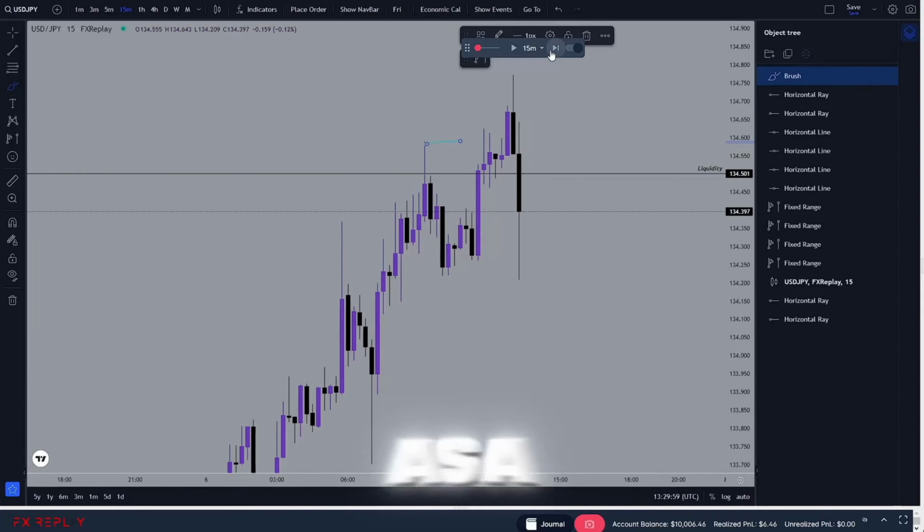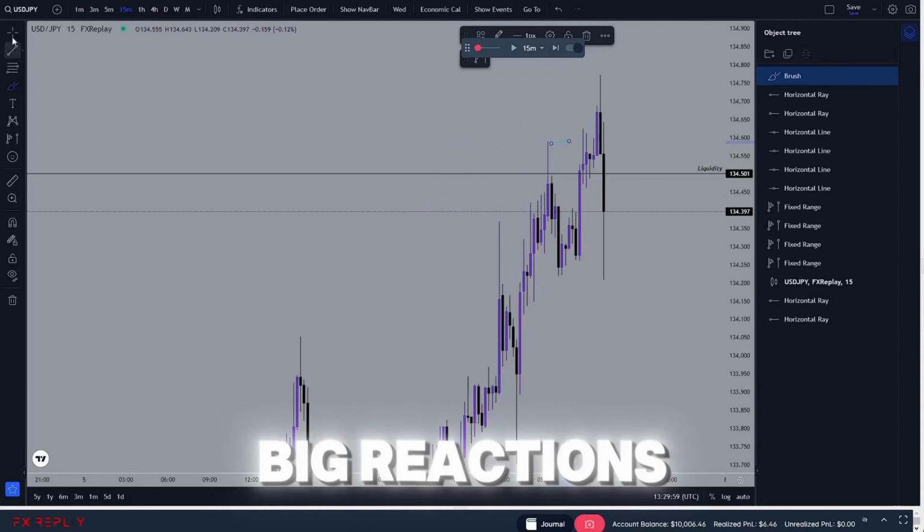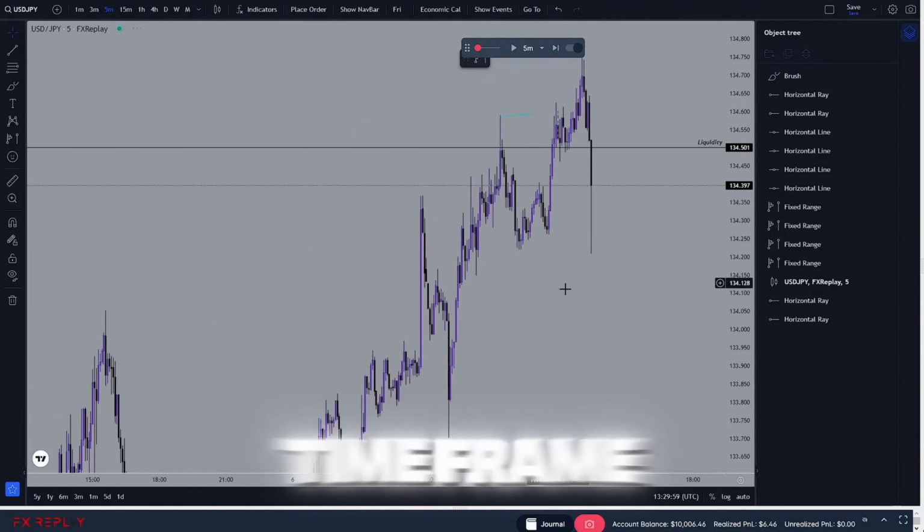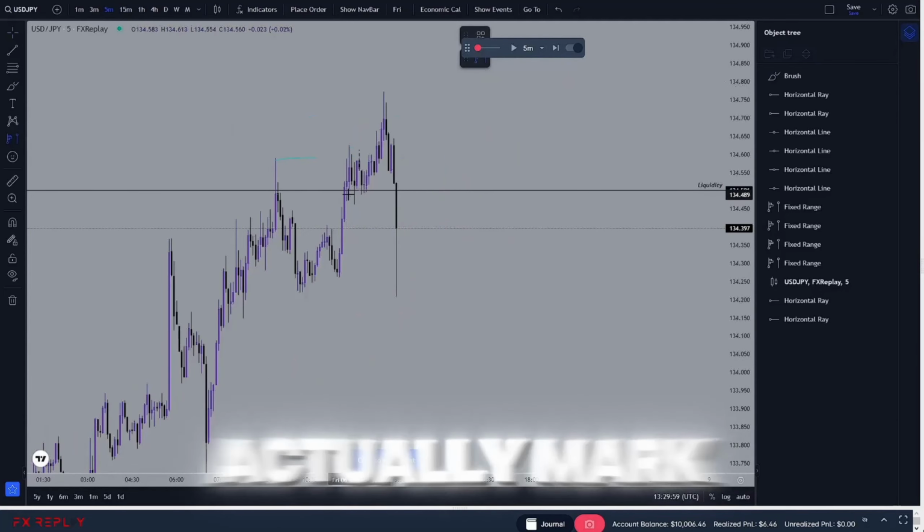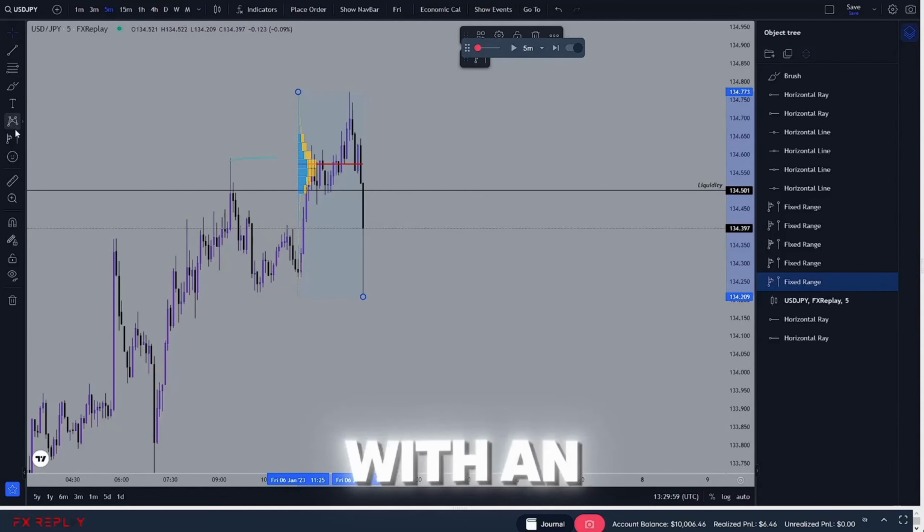And now I would see it as a valid sweep. As you can see, big reactions. It's probably gonna retrace in lower time frames. You go here, we can actually mark our volume area here. We have it here with an order block matching.